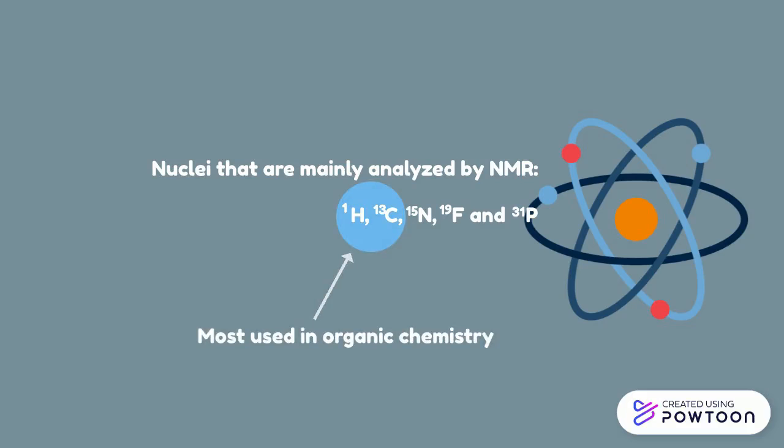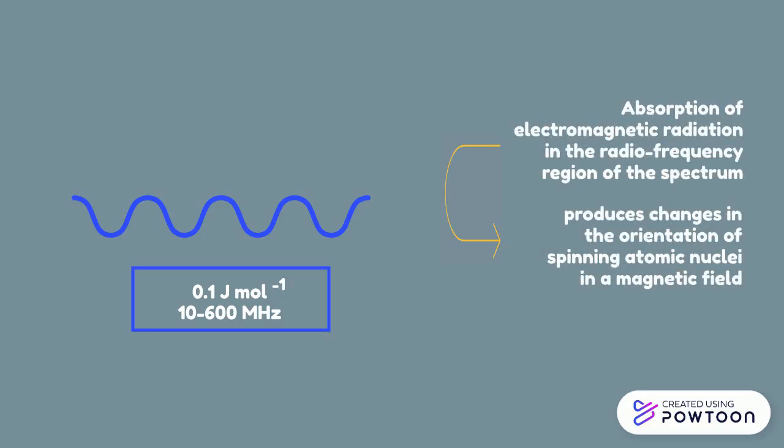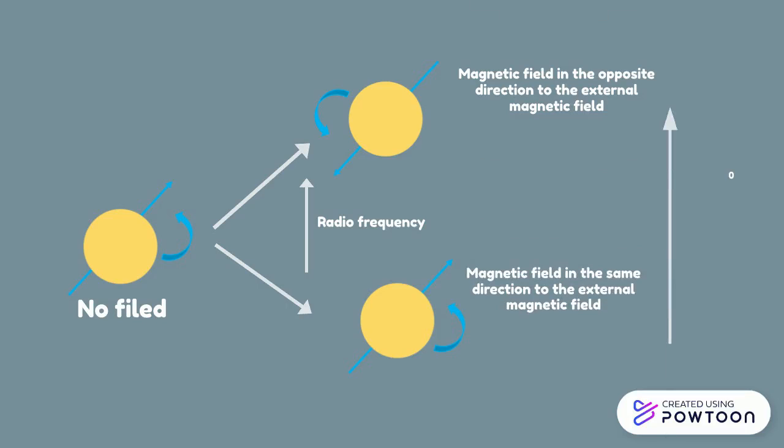are hydrogen-1 and carbon-13. In this technique, the atomic nuclei are subjected to an external magnetic field of the order of 0.1 joules per mole and 10 to 600 MHz, which produces energy changes in the orientation of spinning atomic nuclei in a magnetic field. Here, it is represented how the nucleus by itself carries a charge that produces a magnetic or dipole moment, and how its orientation changes when it is subjected to an external magnetic field B0.